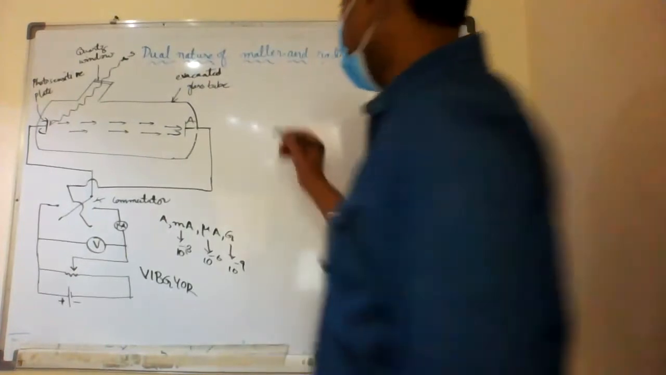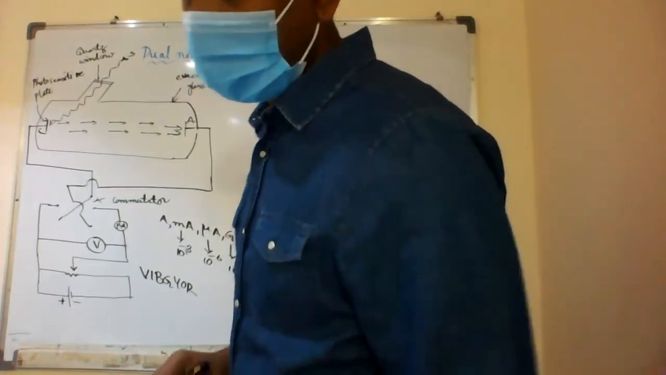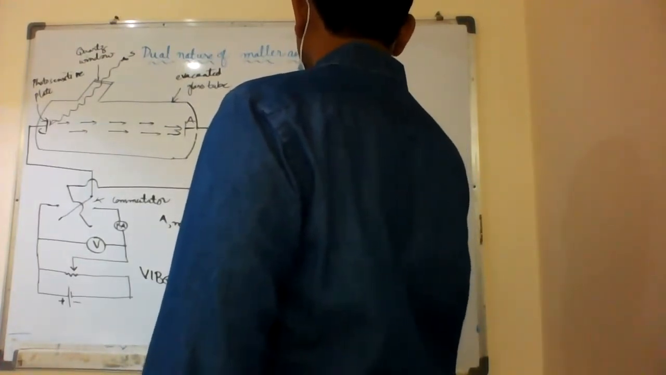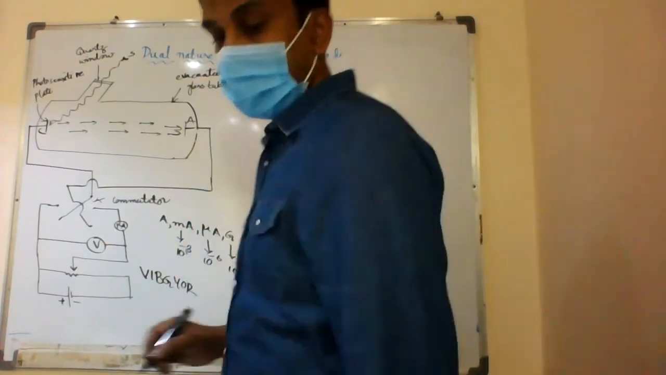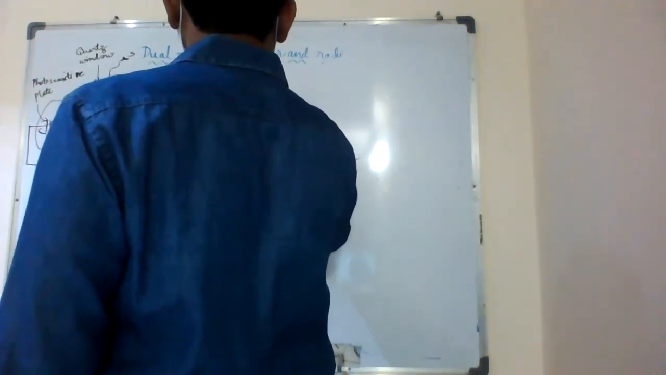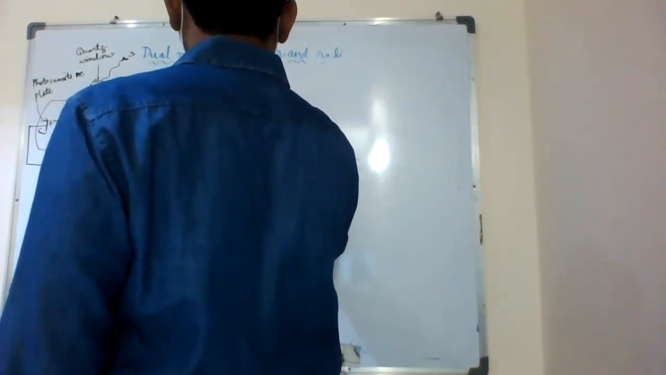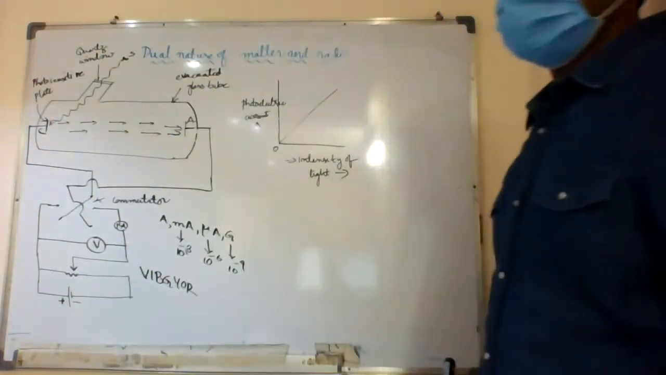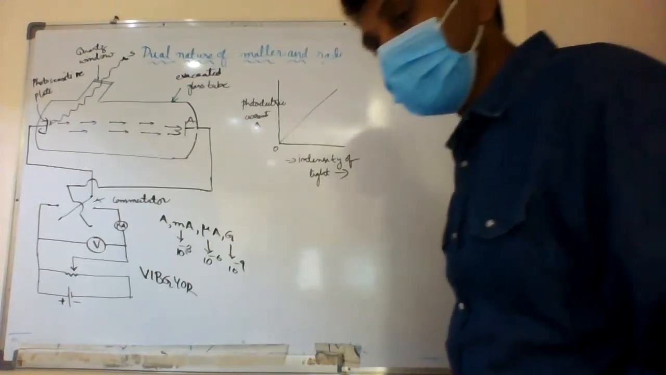Now, here we have intensity of light versus photoelectric current. If you draw the graph, it is like this. First draw that, complete that drawing, then we can go ahead.